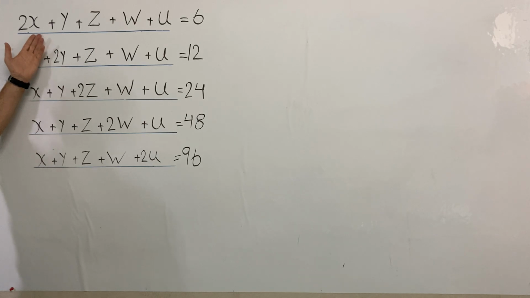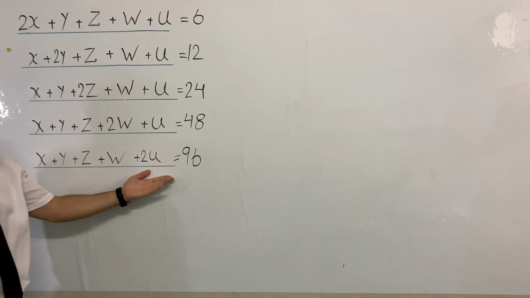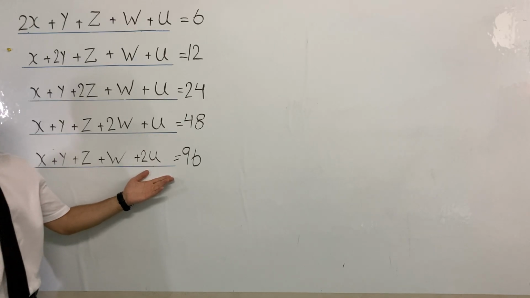We are going to find the value of x, y, z, w, and u, where we have these 5 equations. But where should we start the solution?